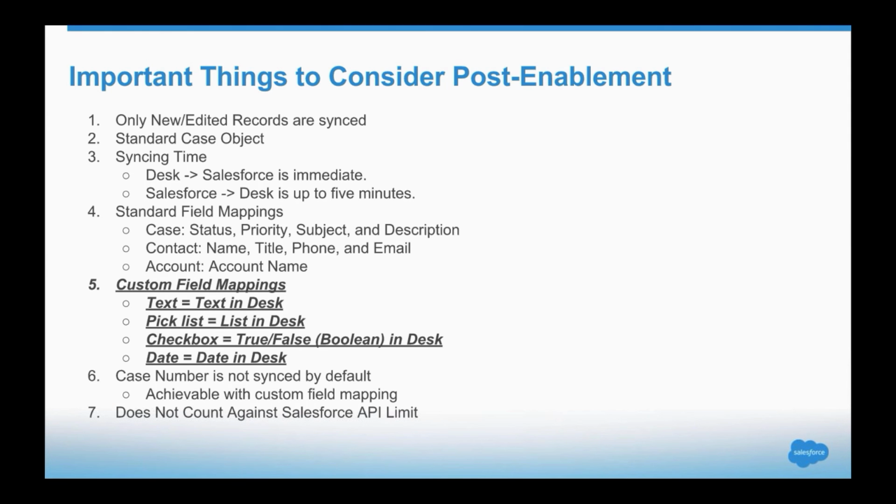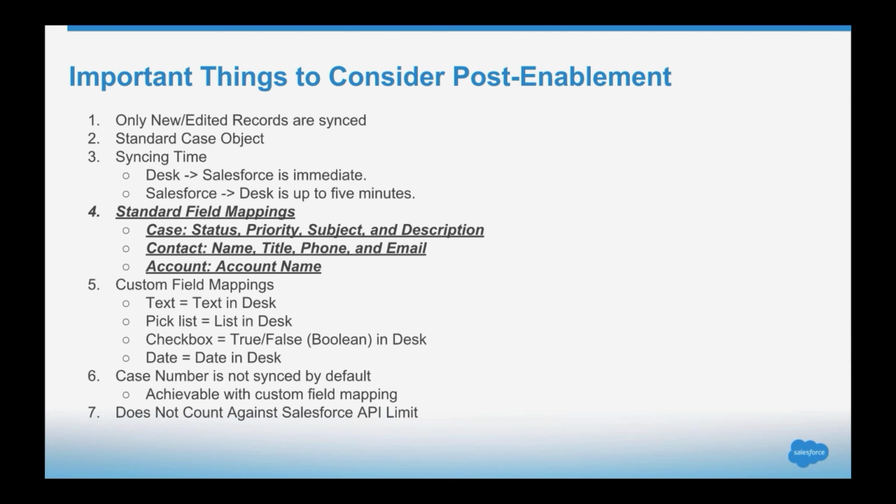Now here are the standard field mappings per object. So when we enable Desk Connect for cases, we'll be able to map the status, priority, subject, and description without any additional setup. For contacts, it'll be the name, title, phone, and email. And for account, it's just the account name. Now these are the standard fields that will get automatically mapped once we enable Desk Connect.